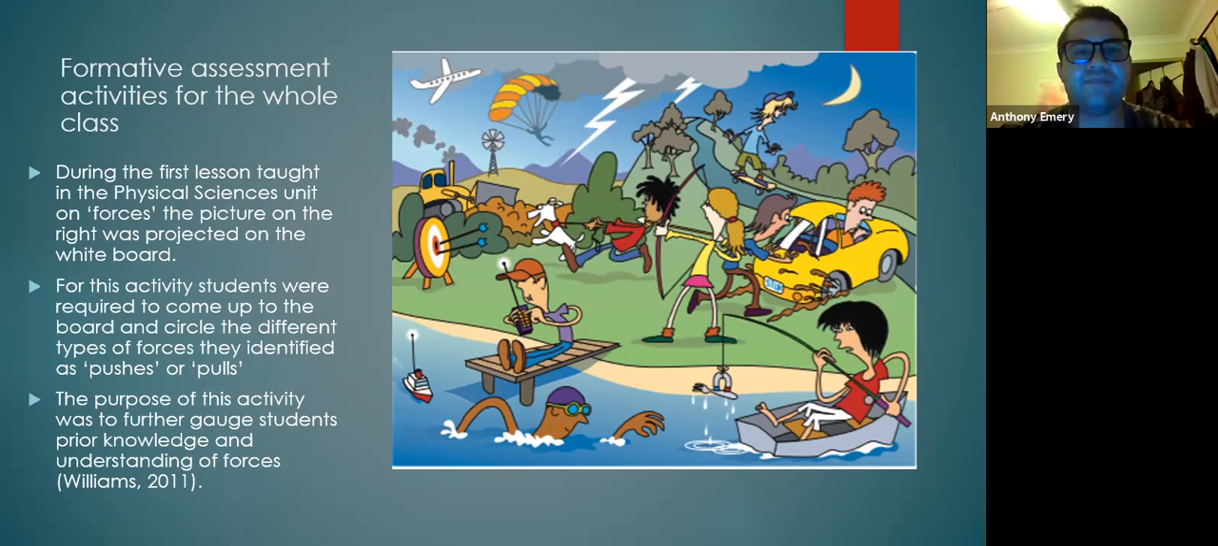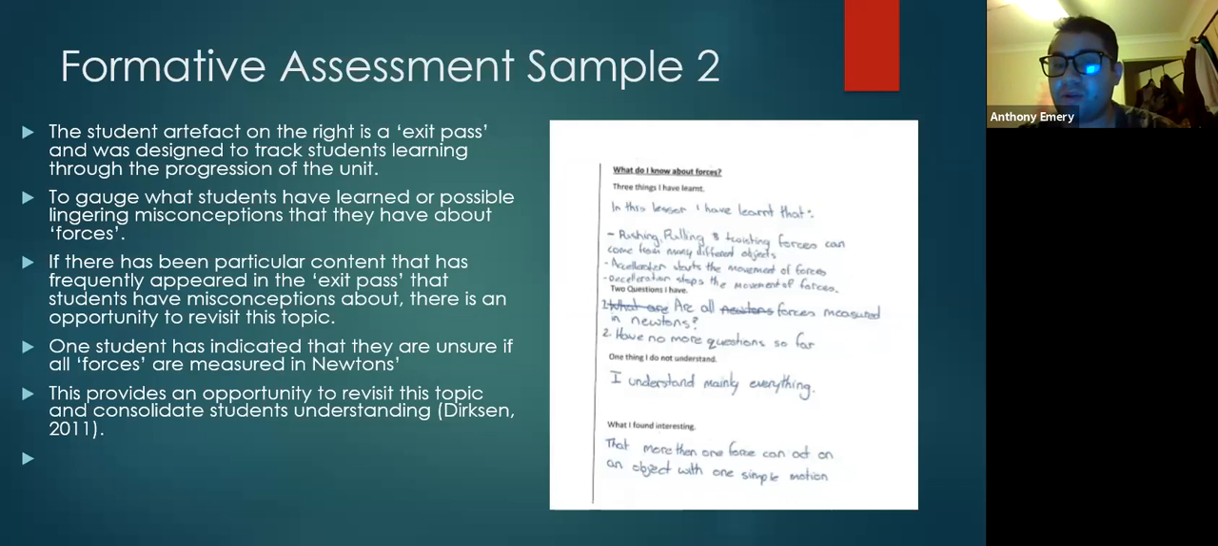Okay, so another form of formative assessment that I used was an exit pass. After the second or third lesson, I asked students to write down 3 things that they had learned from the lesson or from the unit, 2 questions that they might have, 1 thing maybe they didn't understand, and what they found interesting.